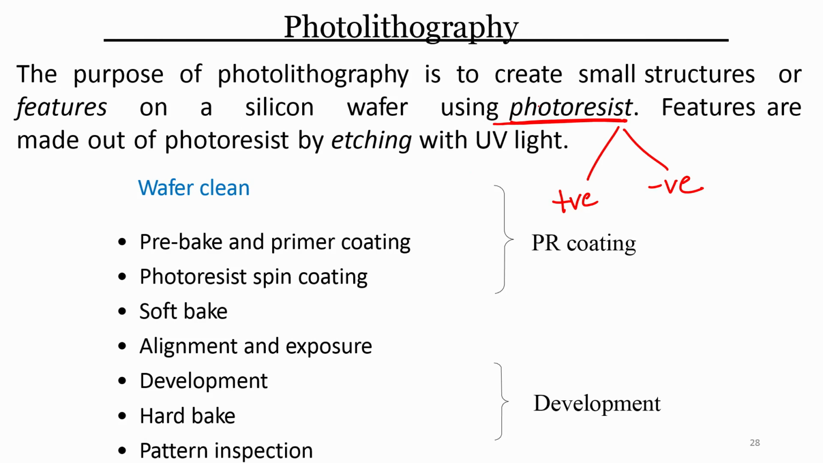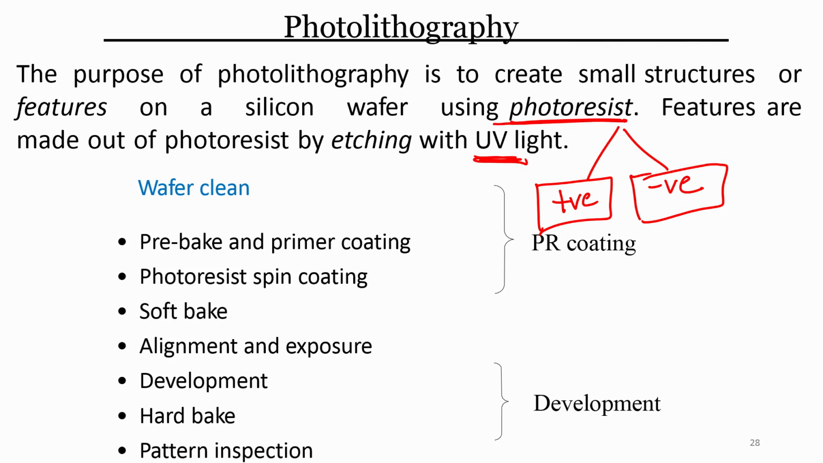So, based on the exposure to positive and negative photoresist, some area will be stronger, some area will be weaker. This weaker area can be developed in a photoresist developer, and thus it says etching with the help of UV light. Because we are using UV light in photolithography, it is also called UV lithography. UV stands for ultraviolet.